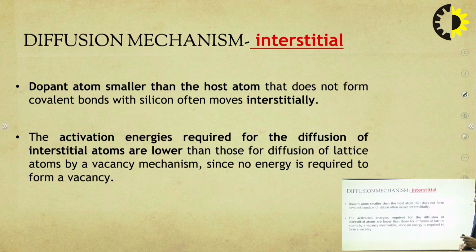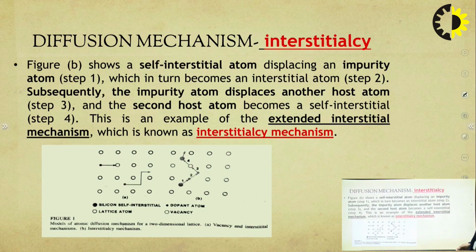Another important thing about the interstitial diffusion mechanism is that it requires less activation energy, because in this kind of movement it is not required to displace a regular host atom from its position, so no collision occurs. So if a dopant atom can move interstitially in a free space, then it requires less activation energy. So this is an example of the interstitial mechanism, which involves 4 steps here.